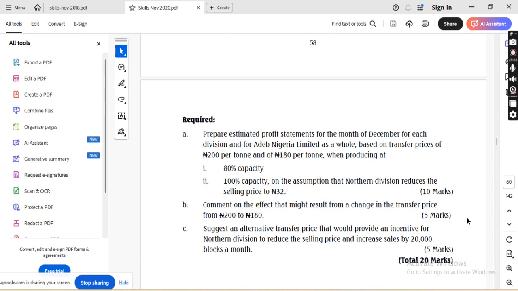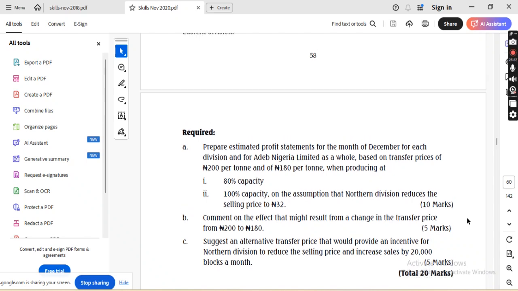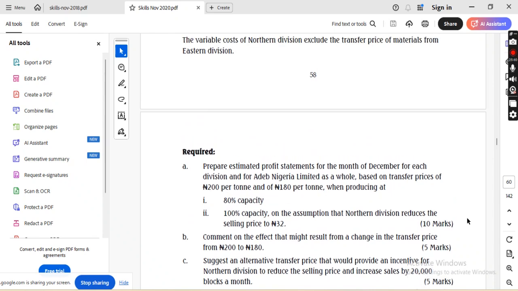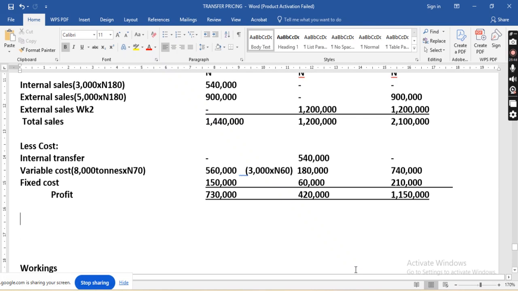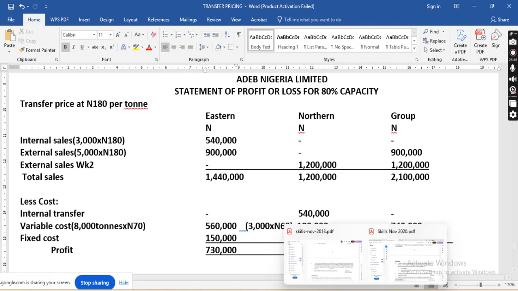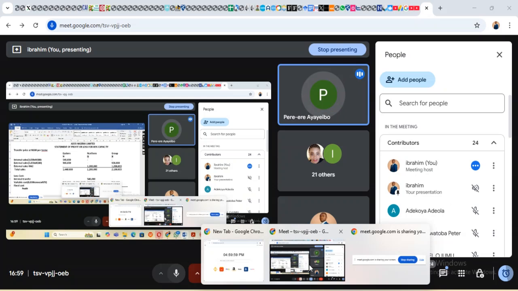Comment on the effect. 30% capacity. 80% capacity. Oh, sorry. That's fine. 100% capacity. Sir, please wait. The network logged me out.